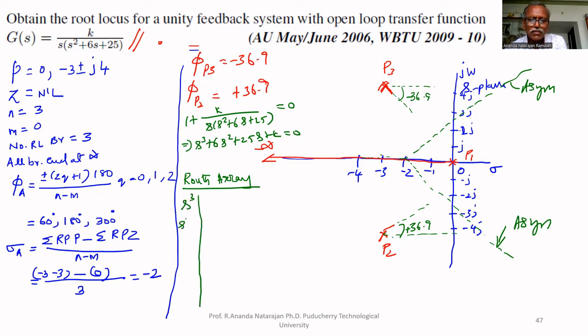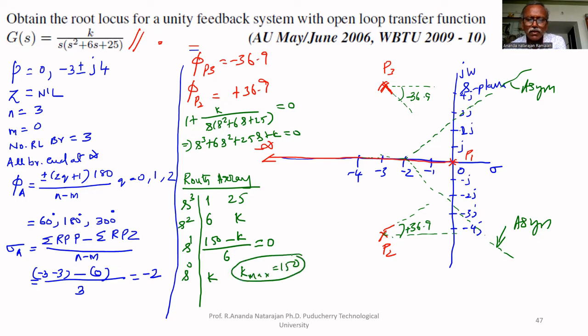s cube, s square, 1, 25, 6, K. S power 1 equal to (150 minus K) divided by 6. S power 0 is K. Now, the s power 1 row has to be made equal to 0 to find K max. Therefore, K max equal to 150.